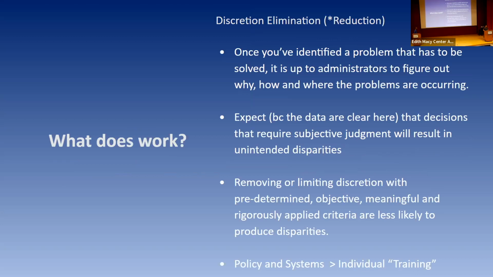So what do we know that does work? So discrimination elimination. This gets a little tricky when we're outside of a corporate setting and we're moving into an academic context where we have things like academic freedom. But once you've identified a problem that has to be solved, it's up to administrators to figure out why, how, and where the problems are occurring. Expect, because the data are clear here, particularly regarding implicit bias, that decisions that require subjective judgment will result in unintended disparities. Removing or limiting discretion with predetermined, objective, meaningful, and rigorously applied criteria are less likely to produce disparities.